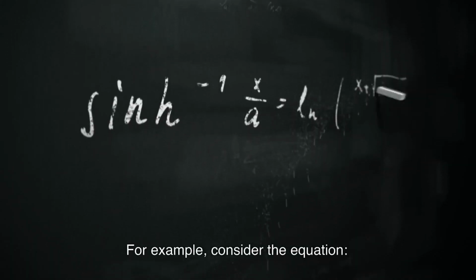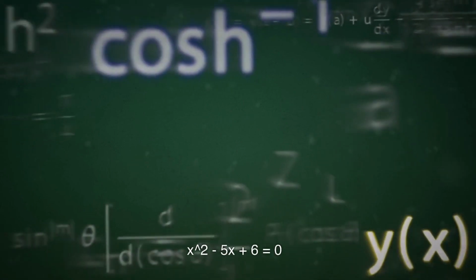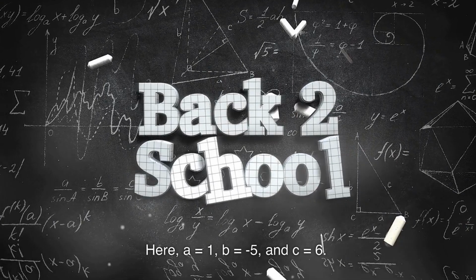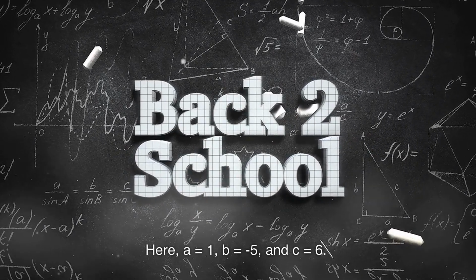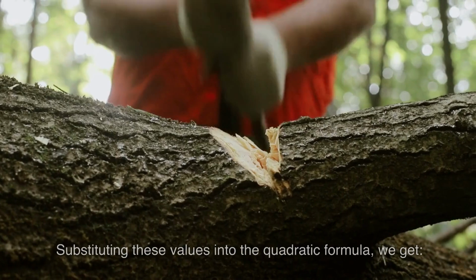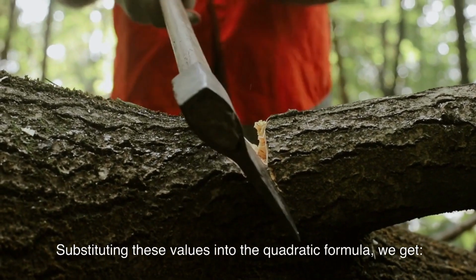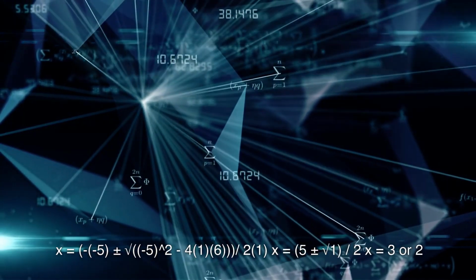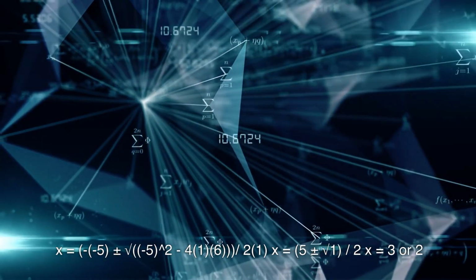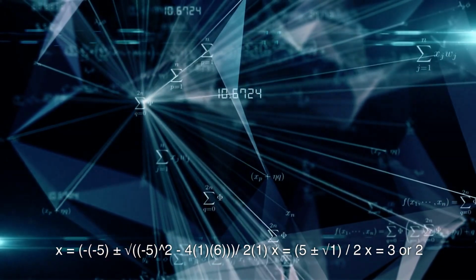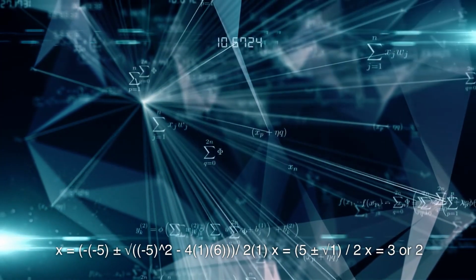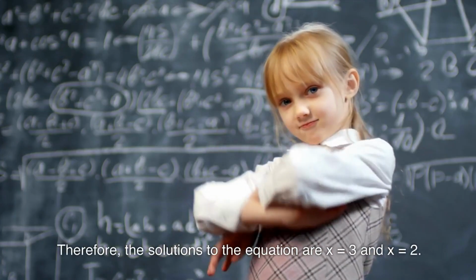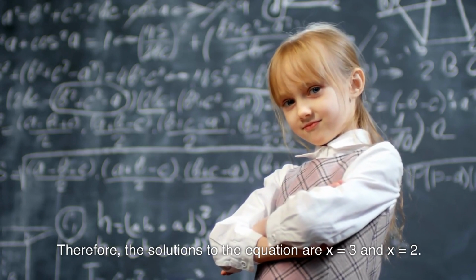For example, consider the equation x squared minus 5x plus 6 equals 0. Here, a equals 1, b equals minus 5, and c equals 6. Substituting these values into the quadratic formula, we get x equals negative minus 5, plus or minus the square root of 5 squared minus 4 times 1 times 6, over 2 times 1. x equals 5 plus or minus 1, over 2. x equals 3 or 2. Therefore, the solutions to the equation are x equals 3 and x equals 2.